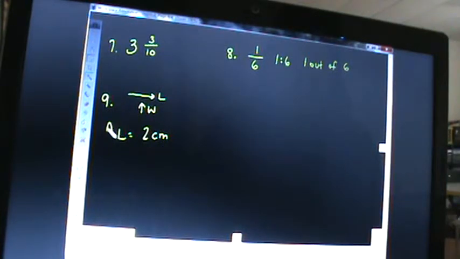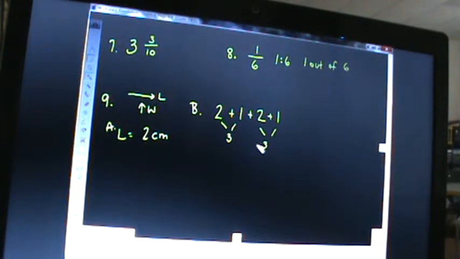That's A part. Now B part says, what is the perimeter? Perimeter is where we add every side together. So this side is worth 2. This side is worth 1. Then we have another 2 and another 1. So 2 plus 1 is 3. 2 plus 1 is 3. 3 plus 3 is 6. So it is 6 centimeters. Our perimeter is worth 6 centimeters.